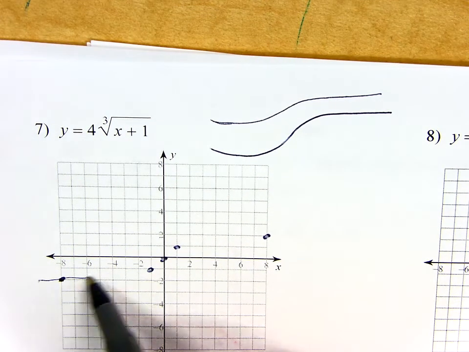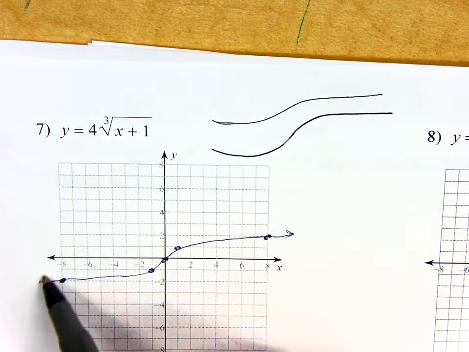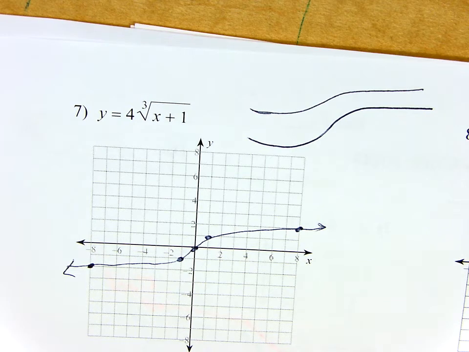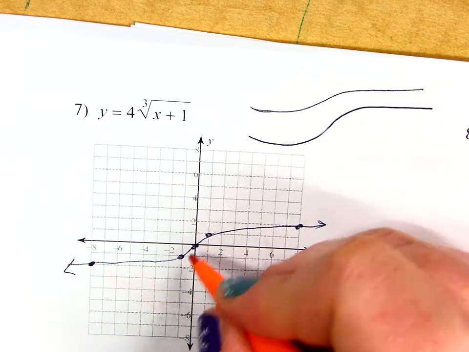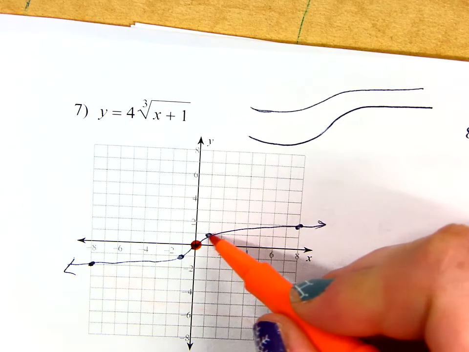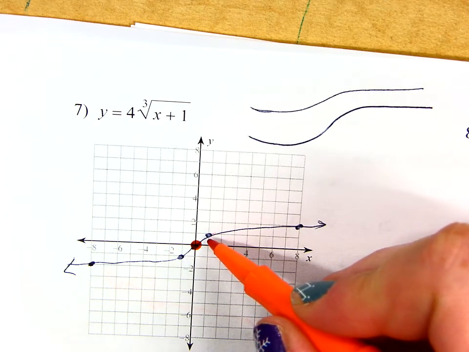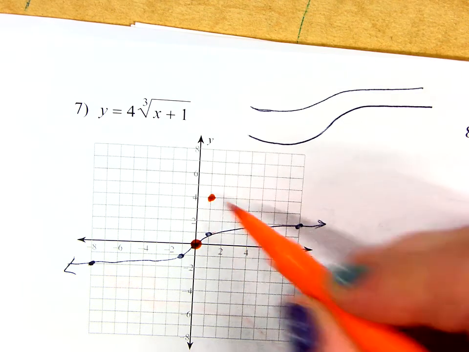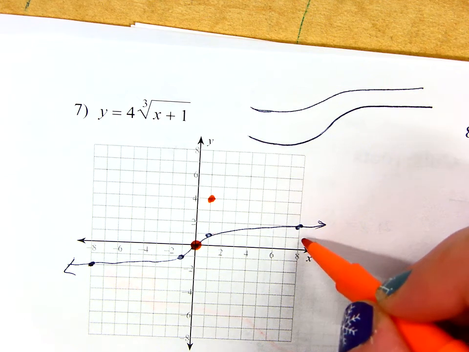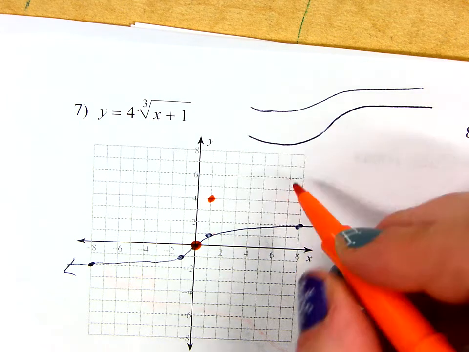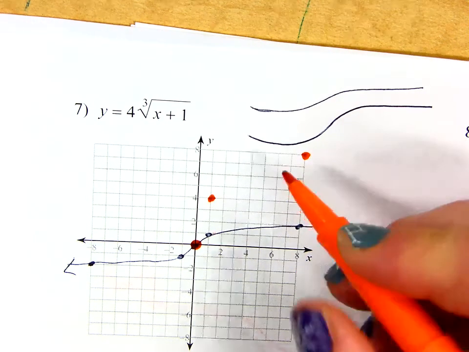And then just like before, all I have to do is multiply all my y values by 4 in this case. Okay? So let's just start on the positive side first. 0 times 4 is still 0, so I'm still going to have a point right at the origin. And then this point, instead of being at 1 comma 1, it'd be at 1 comma 4. And then this point over here, instead of being at 8, 2, is now going to be at 8 comma 8. So it's quite a lot bigger.